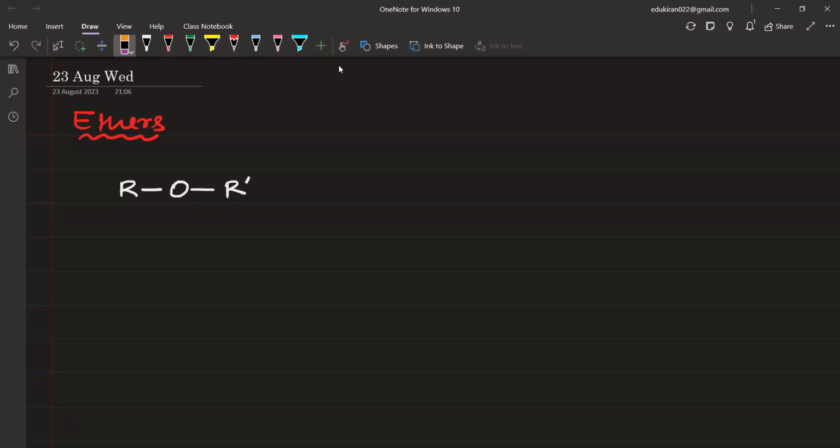One more thing about ethers: if I draw the complete structure with the shape, it will be something like this, with two lone pairs of electrons here. So the oxygen atom of ether has lone pair electrons. It is an electron rich species. Now, when we look at ethers, first of all we will understand the nomenclature of ethers. Please write.